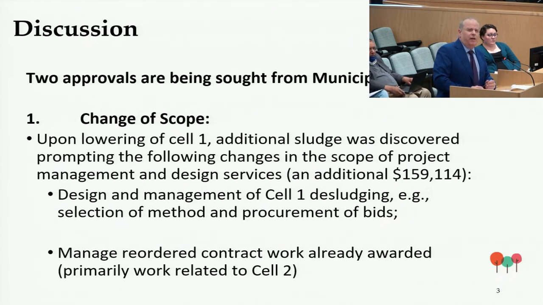As Mr. Dondale went through in some detail, upon lowering of cell 1, we discovered additional sludge, and it prompted a change in the scope of project management and design services. So for an additional $159,114, design and management of cell 1 desludging, we have to select a method and go to market for more bids. Mr. Dondale mentioned that the back of cell 1 is an engineered pad that was to hold geotubes. Those geotubes cannot hold the volume of sludge that we now have.